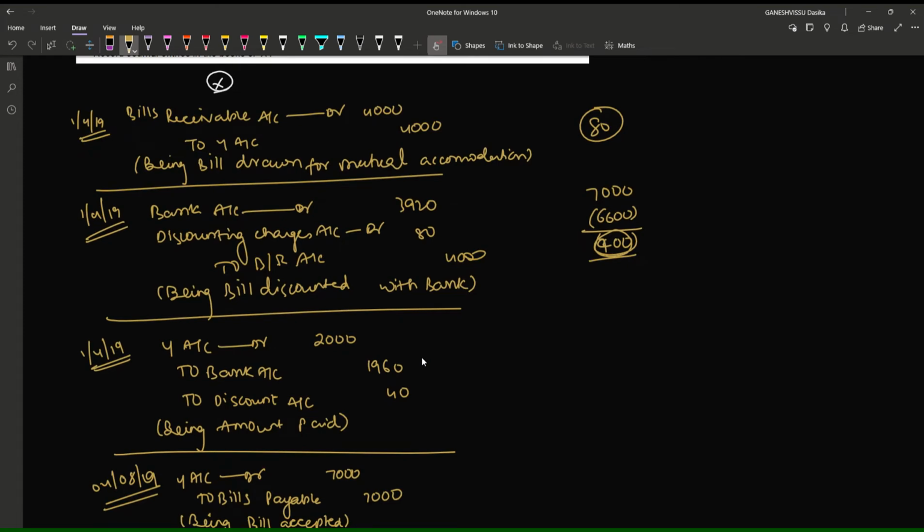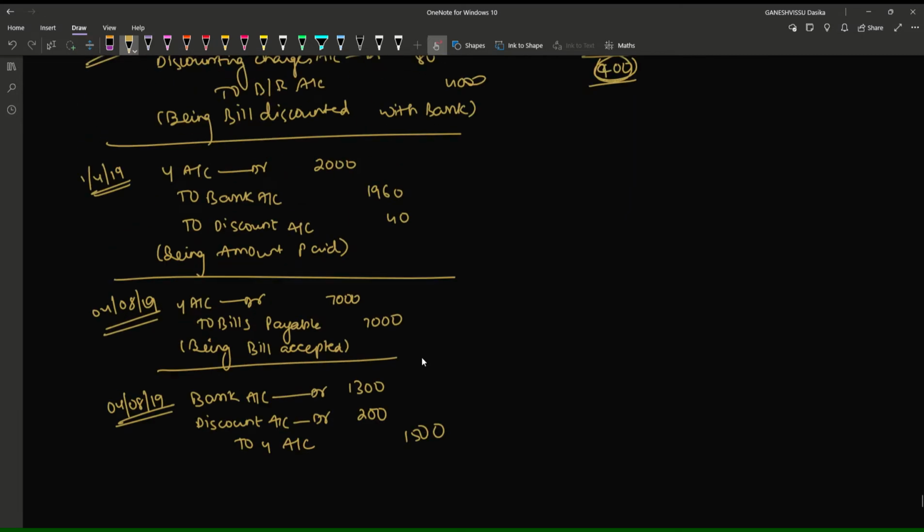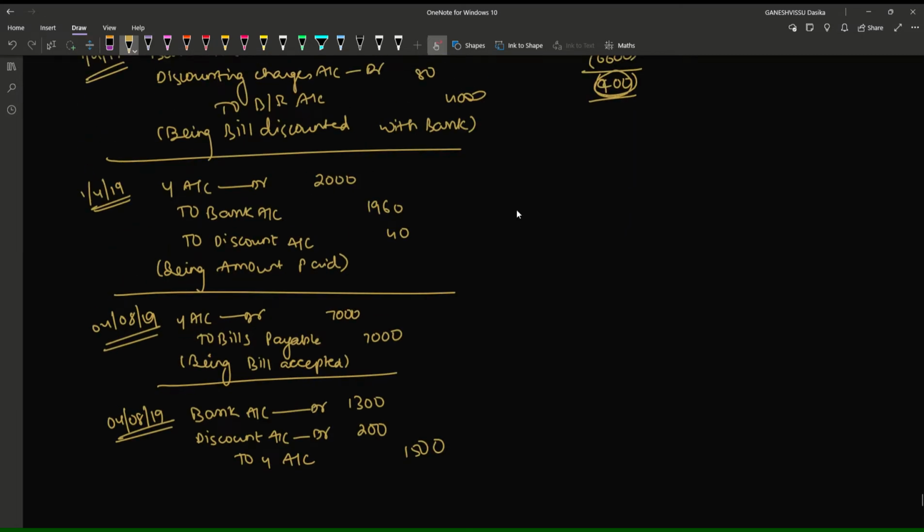See, there is no due date here. We cannot decide the due date because the months have not been provided. So let us assume the same date, 4th 8 2019 only. On 4th 8 2019, what happened?